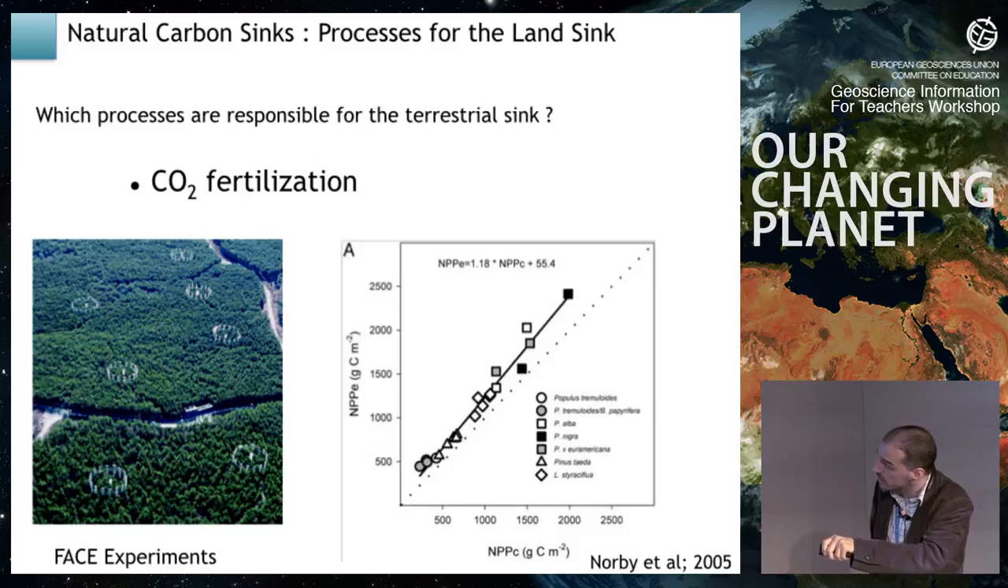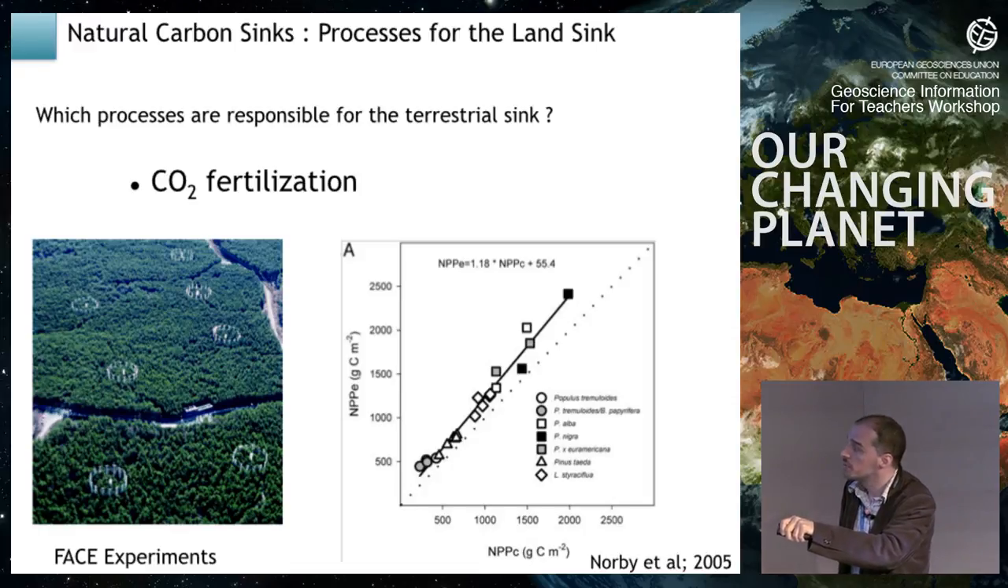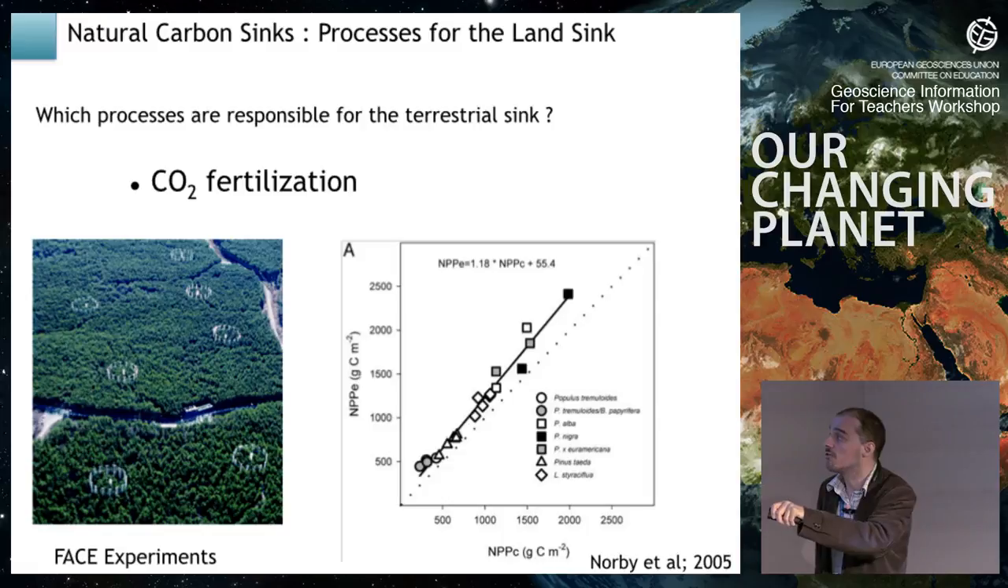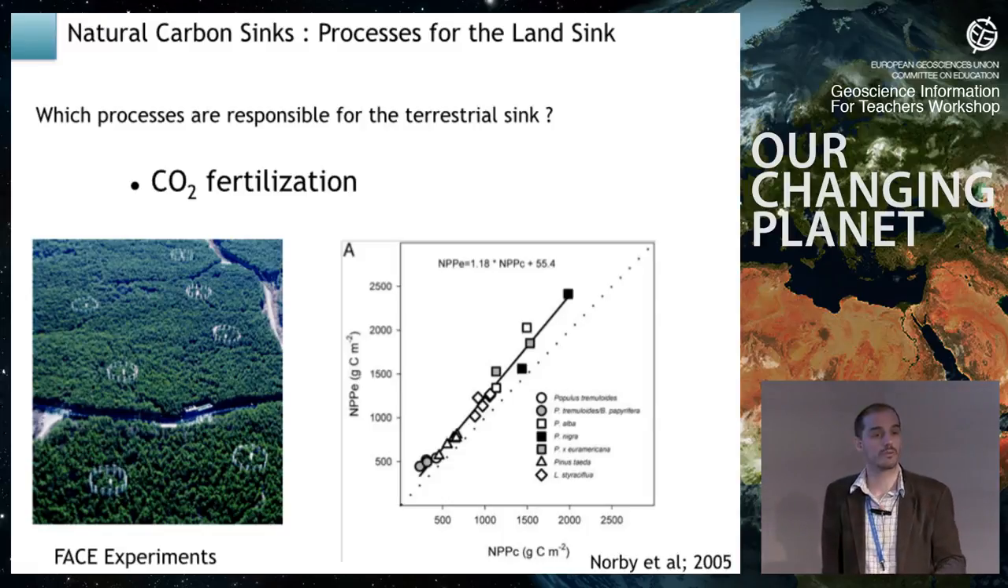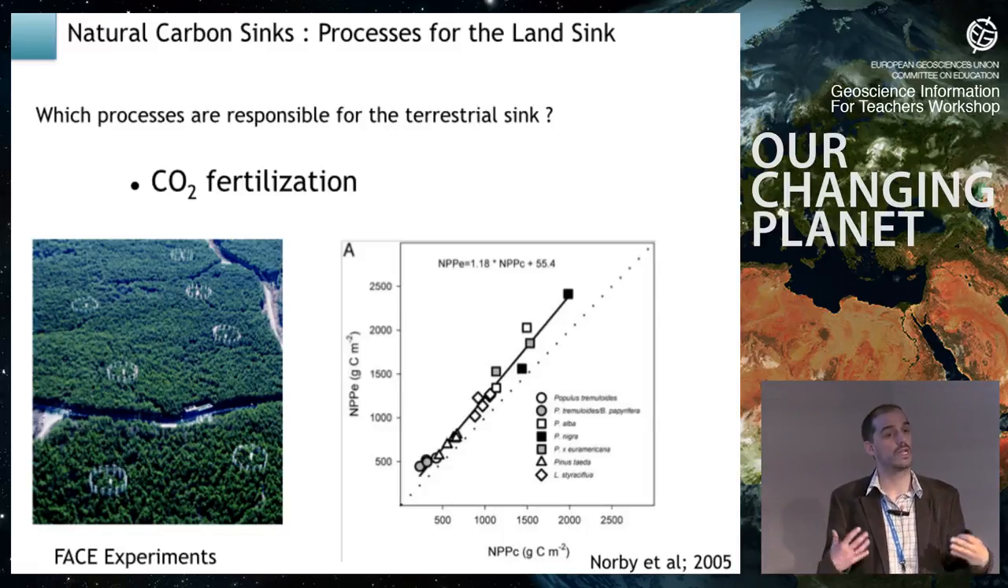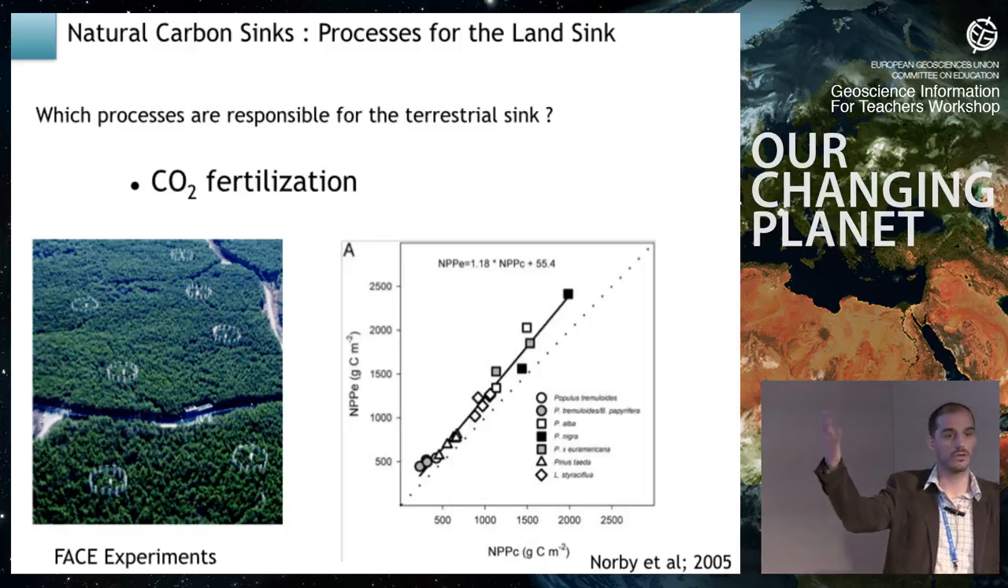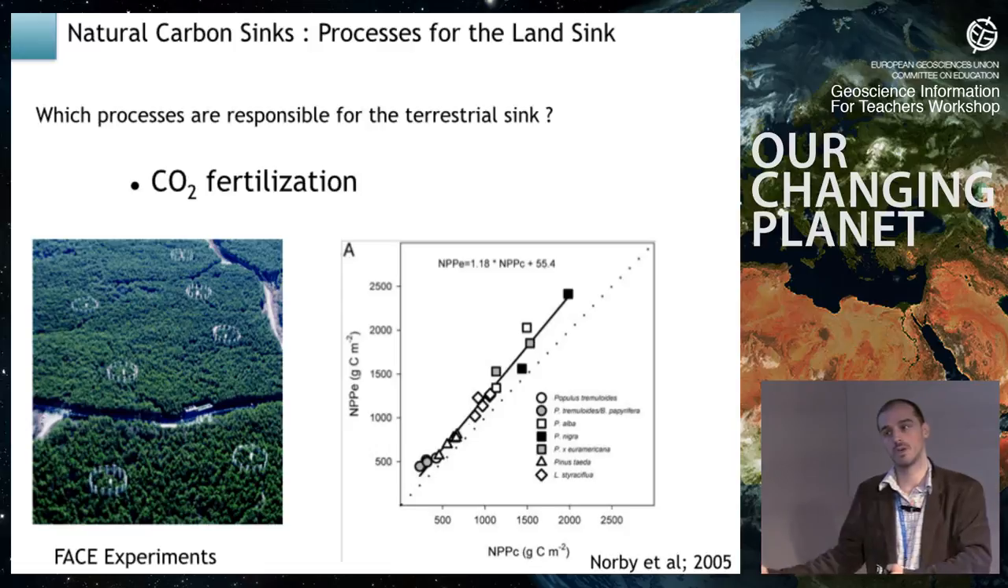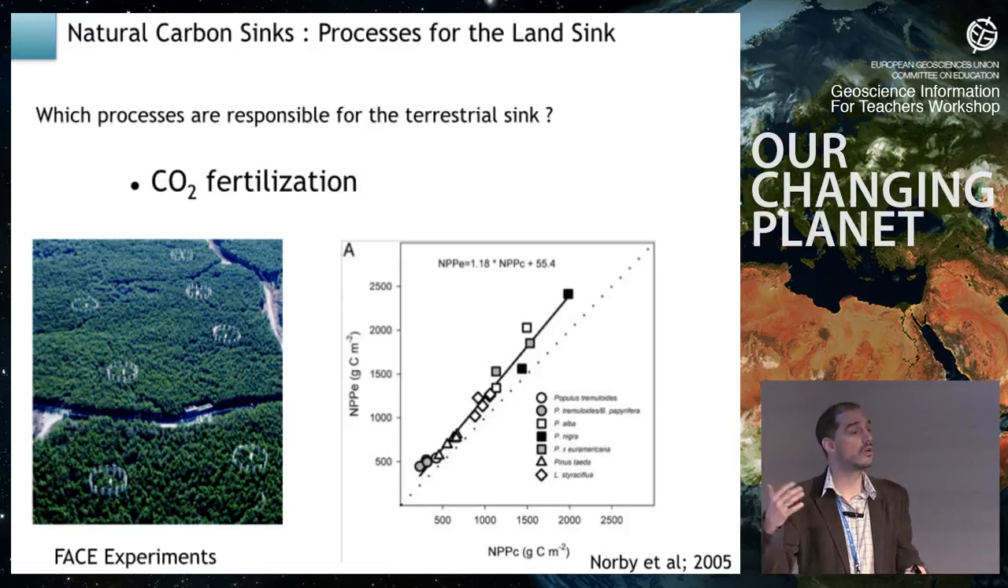And you see that there is a line here whose slope is different from one by something like 20%. So you have 20% more NPP in the enriched experiment than in the control experiment. So that may be causing part of the land sink. The fact that you have more CO2 in the atmosphere, all C3 plants would do more photosynthesis, and then you would have an amplified sink in the land biosphere. So that would cause maybe part of the sink.